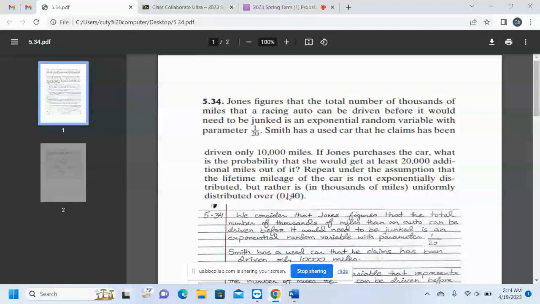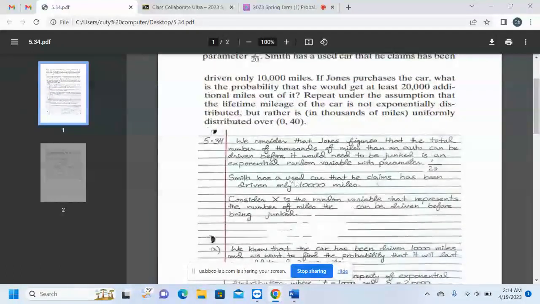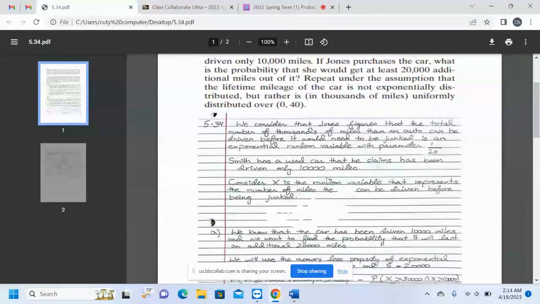Repeat under the assumption that the lifetime mileage of the car is not exponentially distributed, but rather is uniformly distributed, in thousands of miles, over 0 to 40. We consider that Jones figures that the total number of thousands of miles that an auto can be driven before it would need to be junked is an exponential random variable with parameter 1 over 20.